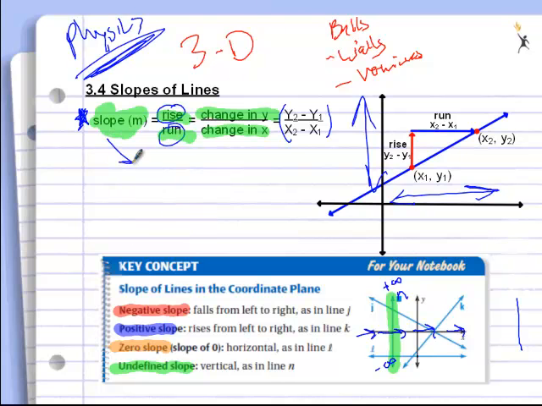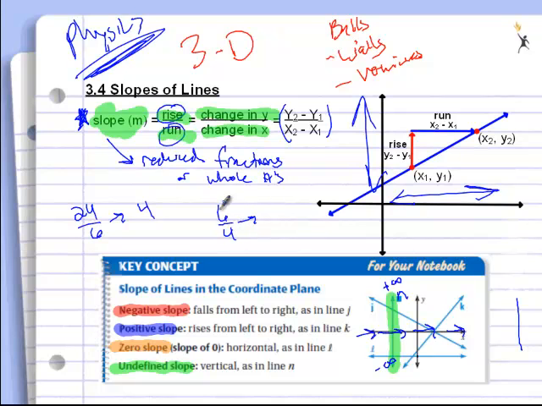Slopes should be reduced fractions or whole numbers. So if you have the fraction 24 over 6, that needs to be reduced into just 4. Or let's say you have the fraction 6/4. You need to be able to reduce that into 3/2.